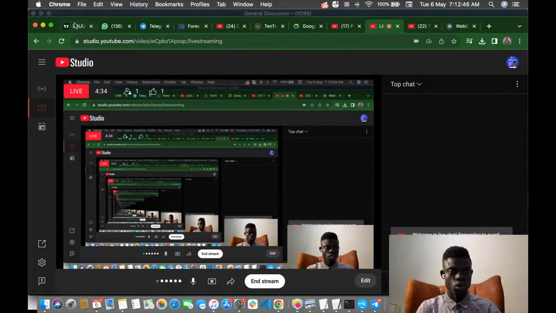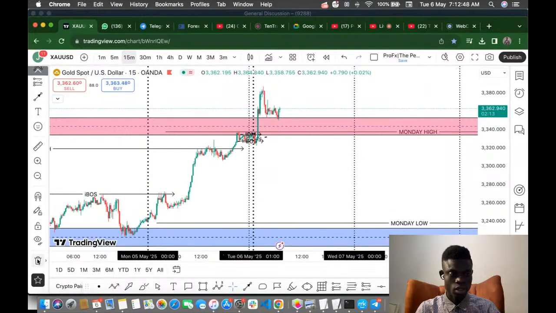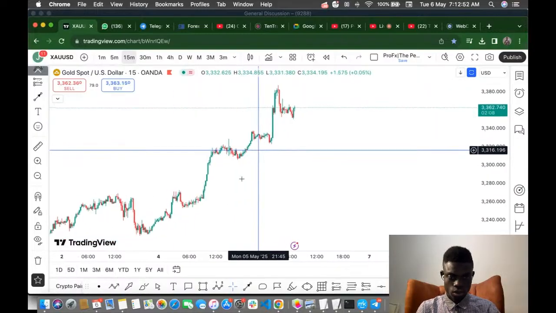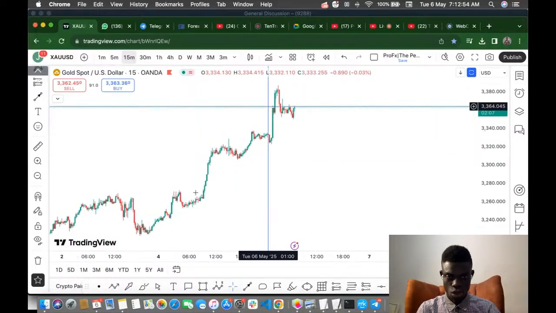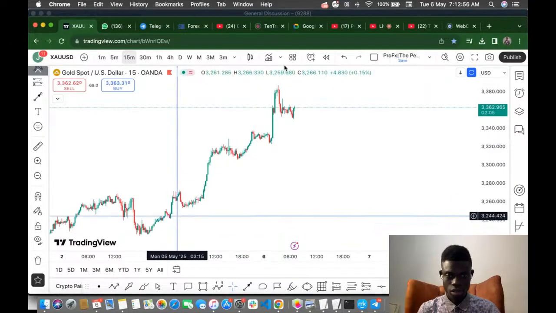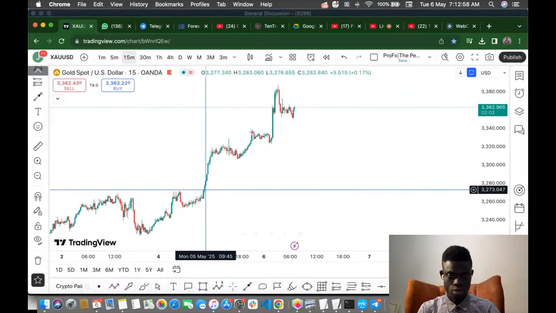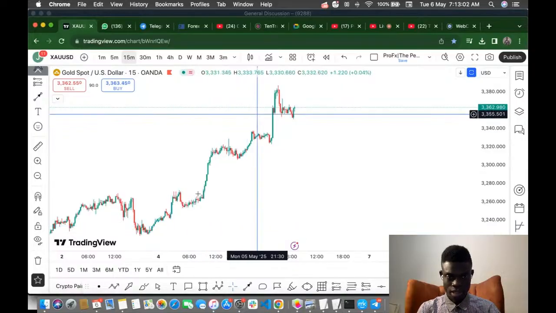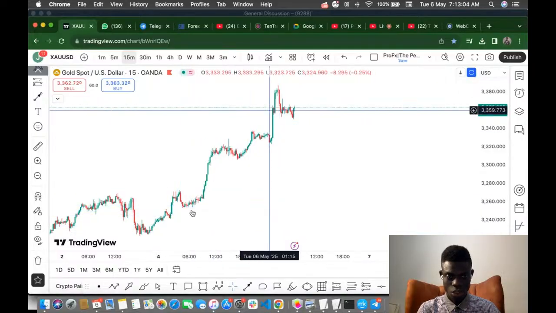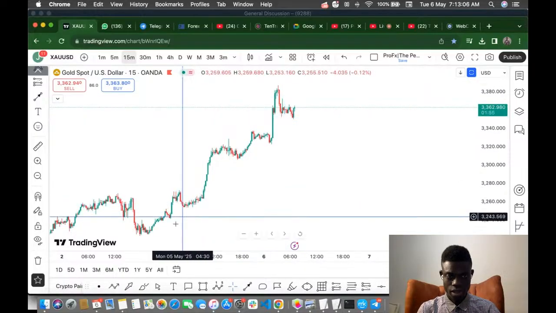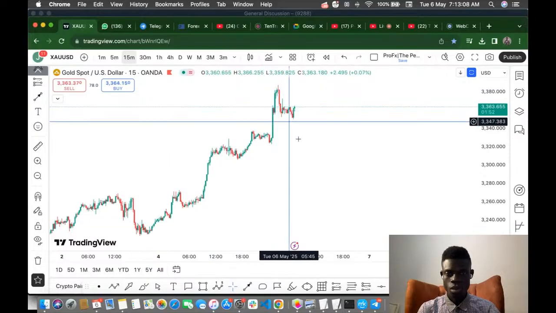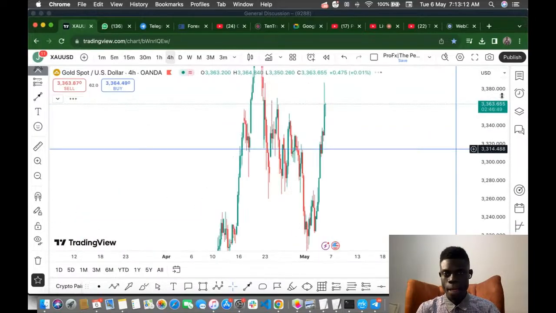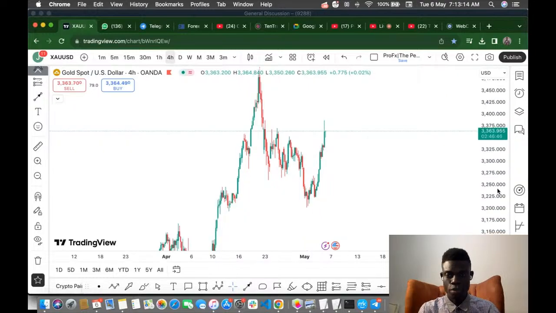So let's move. So gold, I'm going to clear all this and start afresh. Gold has done pretty much an expansion from yesterday into today. I want us to investigate what made it expand this way from yesterday up until now. Let's start with our 4 hours time frame.